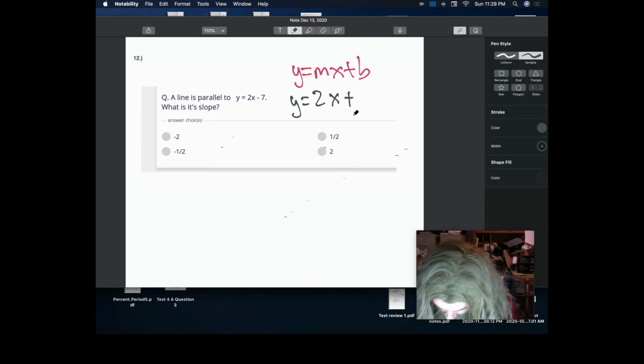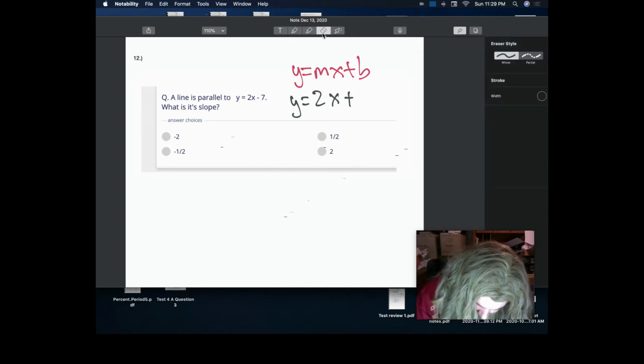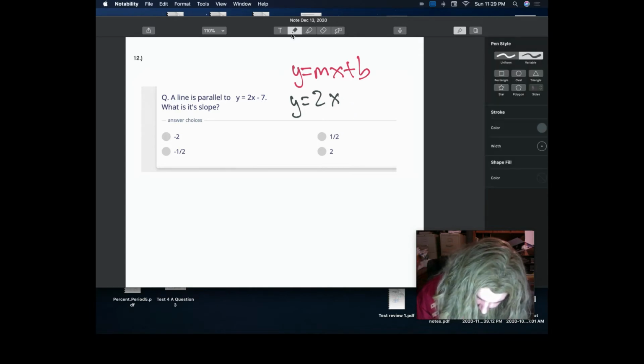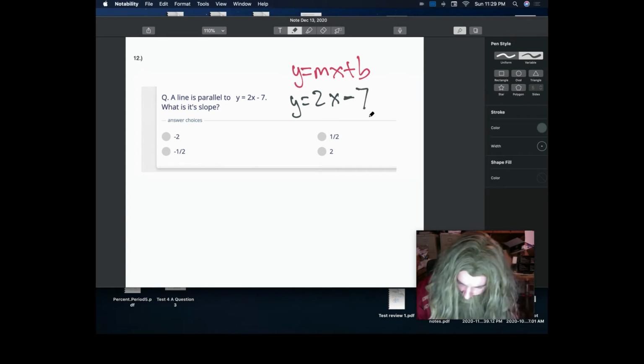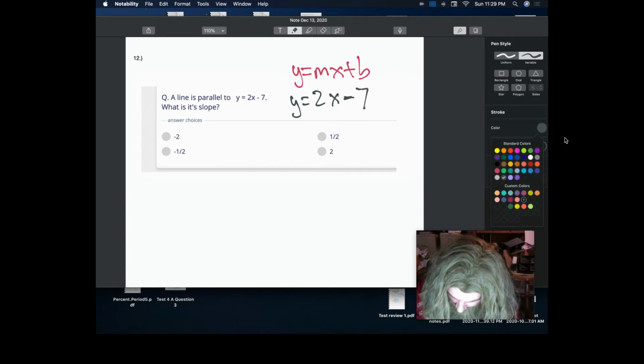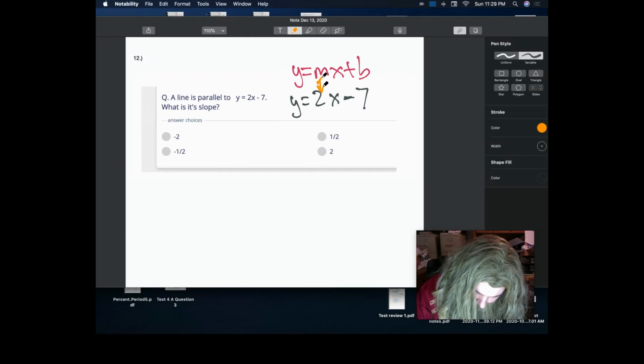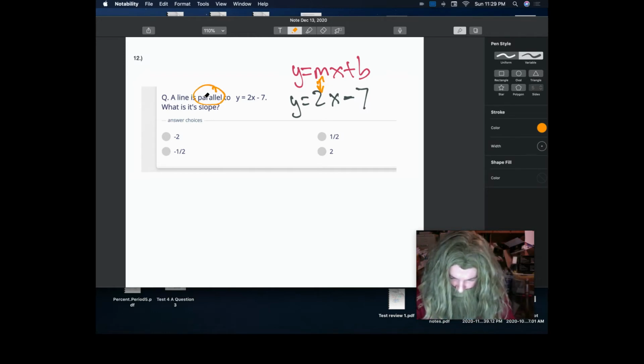Okay, I also don't know why I wrote plus 7. It is minus 7. Let me write minus 7. Well, we know once more that m is the slope, so m is 2. And we also know parallel lines have equal slopes. So what must be the answer? Well, clearly it's 2. Let's move on.